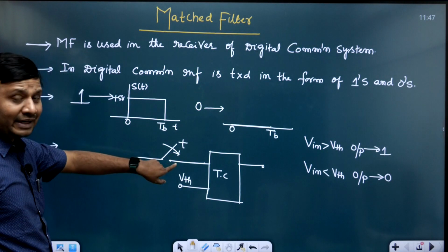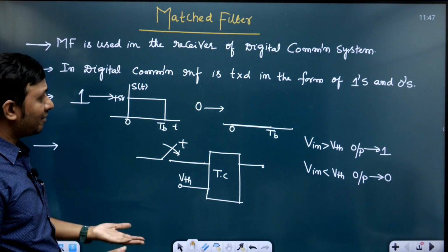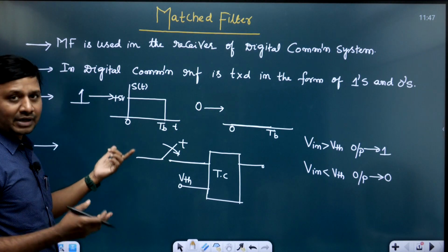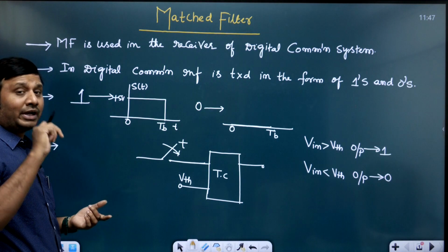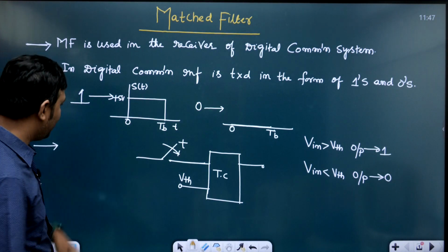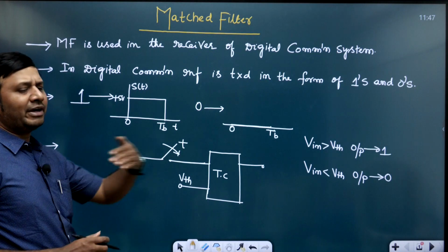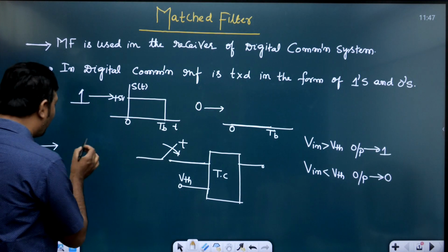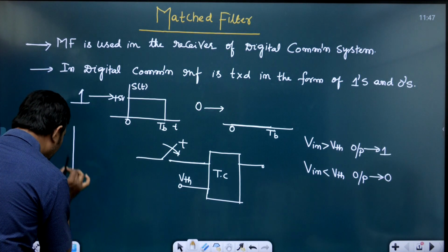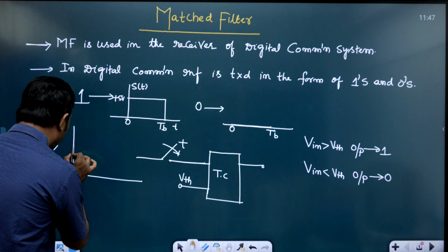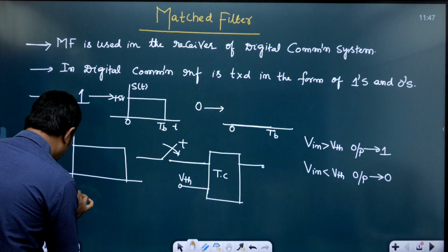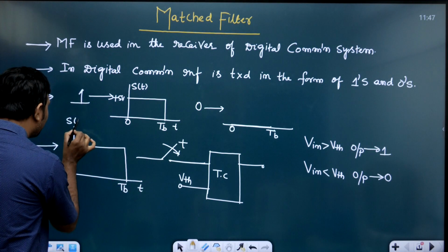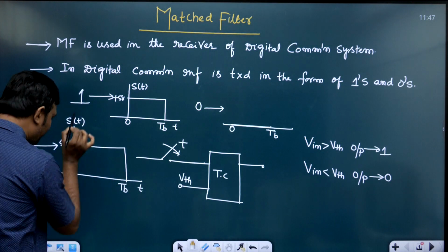Now what is the input to the sampler? Either 1 or 0. And how are we going to transmit 1 or 0? In the form of rectangular pulses, and I told you that we are going to use on-off signaling, right? Say I transmitted binary 1, which means what is the input to the sampler? The input to the sampler will be a rectangular pulse like this. This is 5 volts, isn't it?